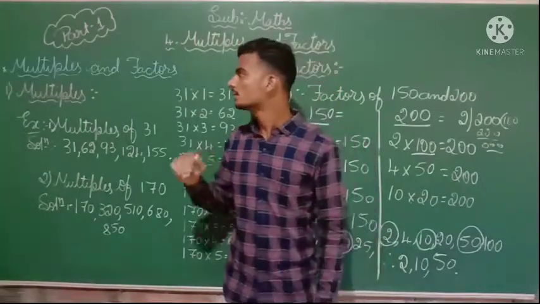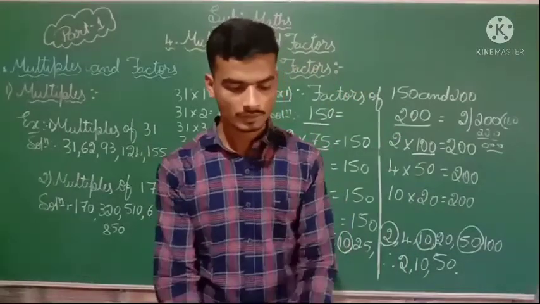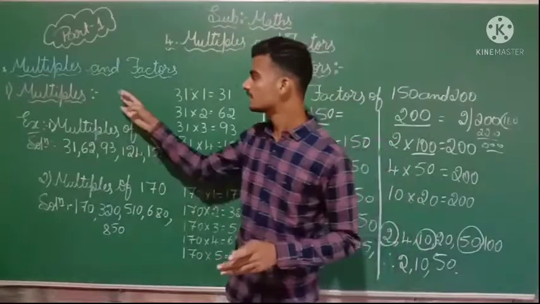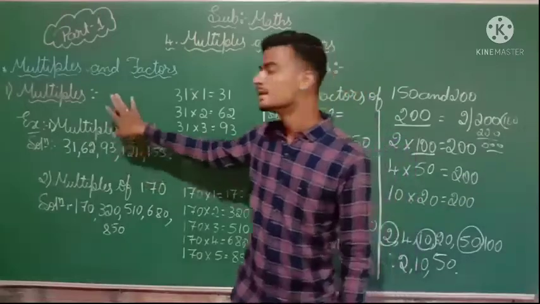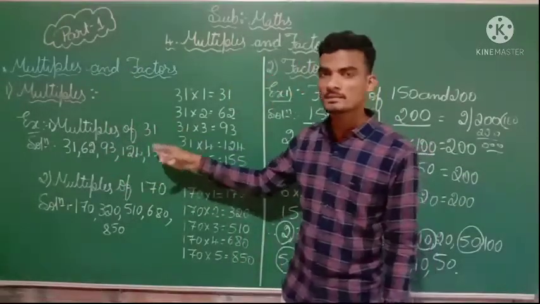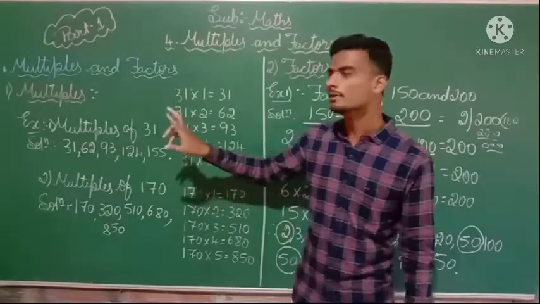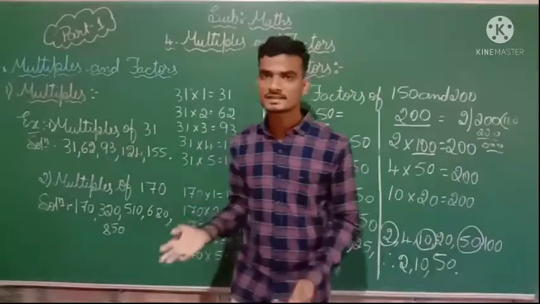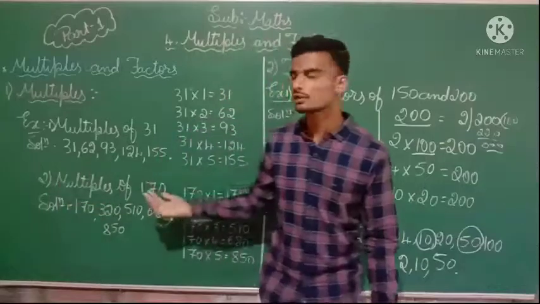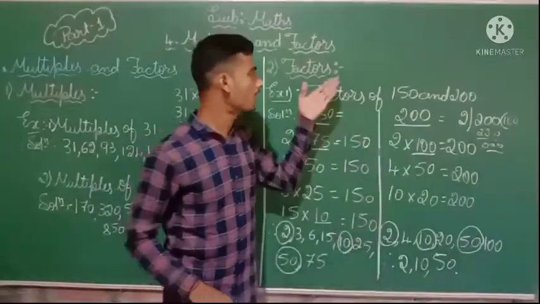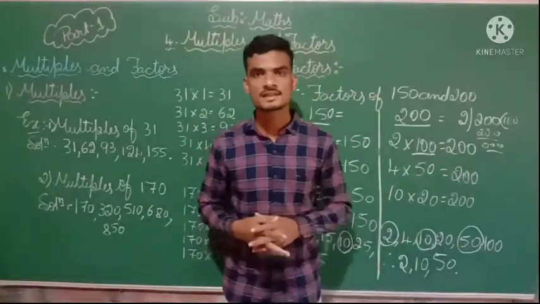This is about the multiples and factors. In today's class we have discussed multiples and factors. First we discussed the multiples and how to find them. If they ask to find the common multiples, you write both the tables, and the common numbers you find in both tables are the common multiples. How we found it here, the same way you can find it there. Then we found factors. These are all we have discussed in today's class.